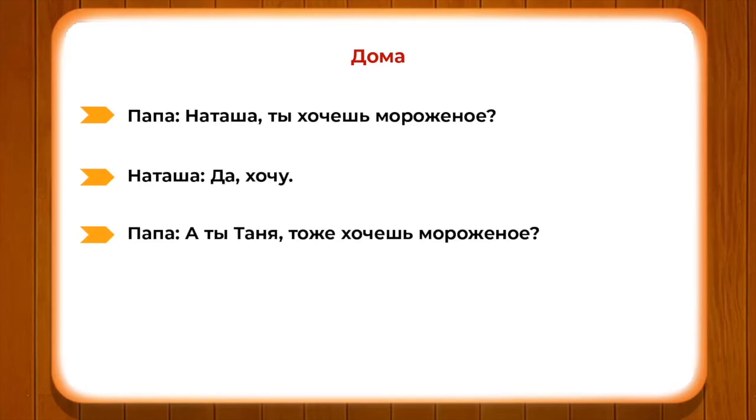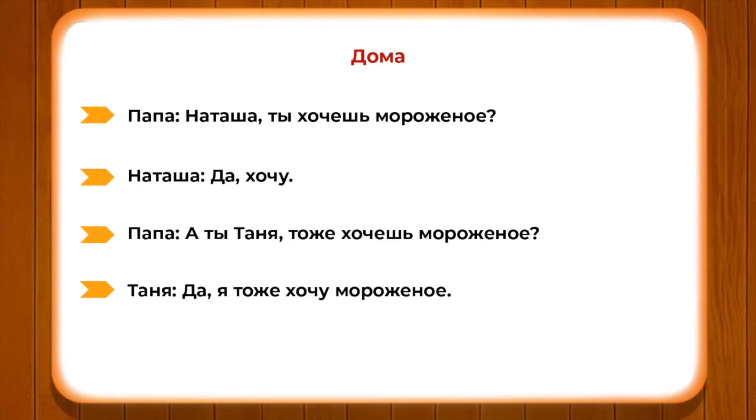So the father is asking Natasha, ты хочешь мороженое? Do you want? Мороженое means ice cream. Natasha says да, хочу. Yes, I would like to, or yes, I want to have. Then the father is asking the other girl, her name is Tanya, а ты, Tanya, тоже хочешь мороженое? Do you also want to have ice cream? Then Tanya answers, да, я тоже хочу мороженое. Yes, I also want to have ice cream.